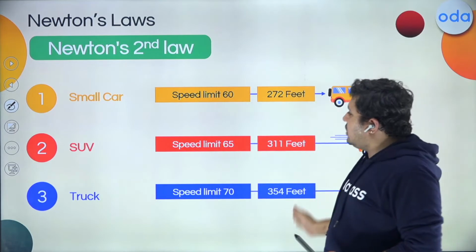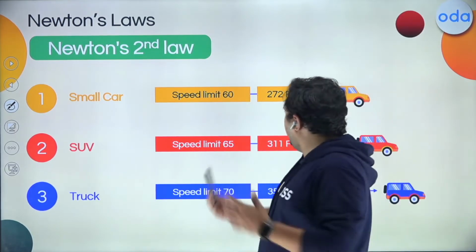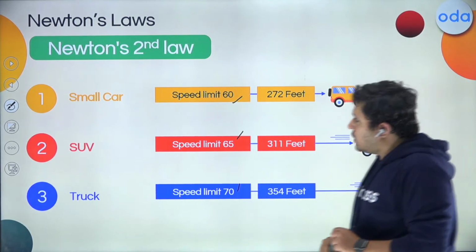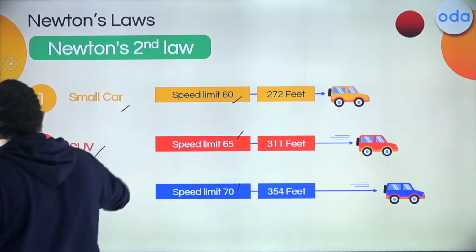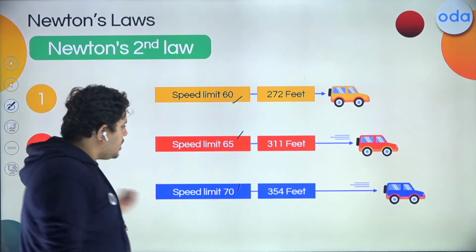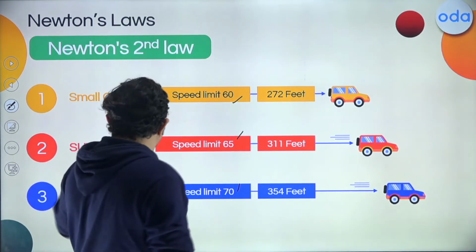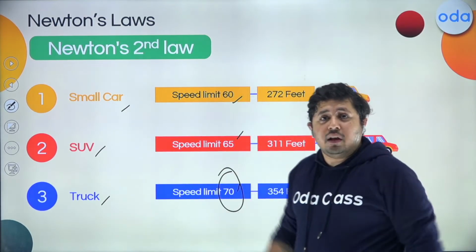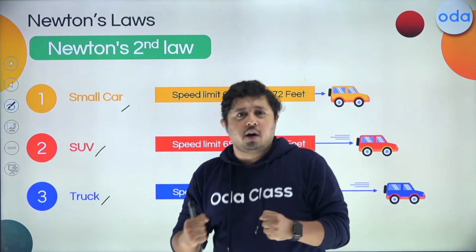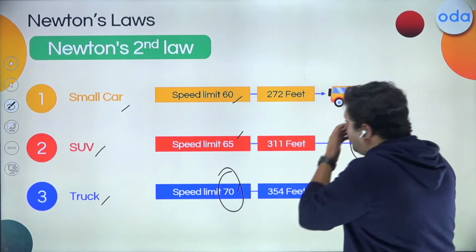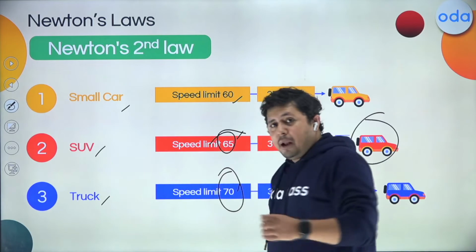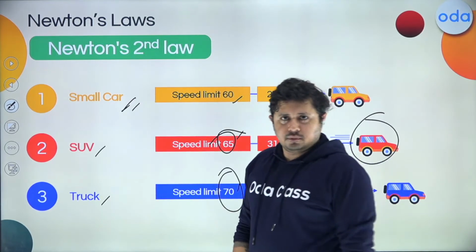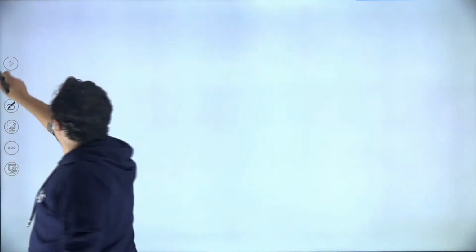Now, let us understand. Which of these vehicle will require more force to move at different speed limits? Okay. Now look here. There is a small car. There is SUV. There is a truck. Who is heavy? Of course, truck is heavy, right? So in order for truck to move at this speed, it will have to apply more power, more force. And a car to move at this speed, it has to apply less than truck but more than small car. Okay, press 1 if you understood all these parts.